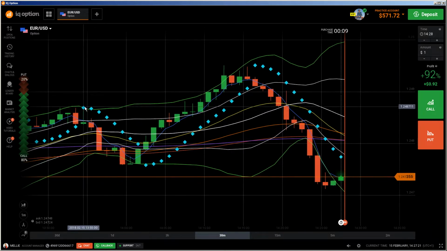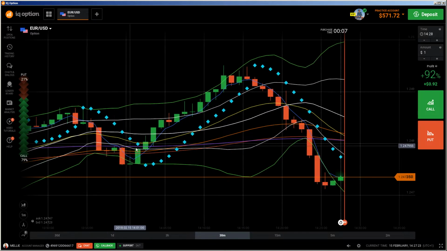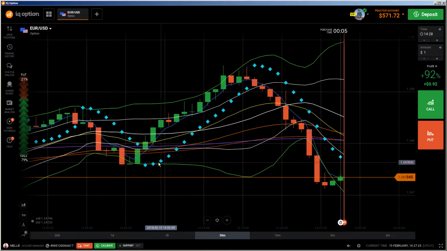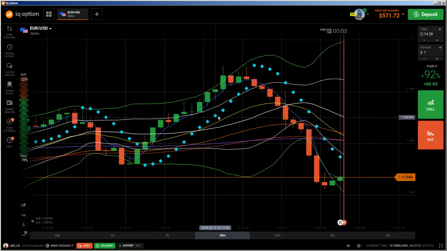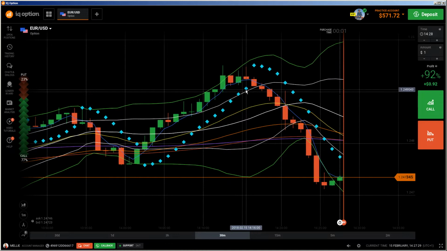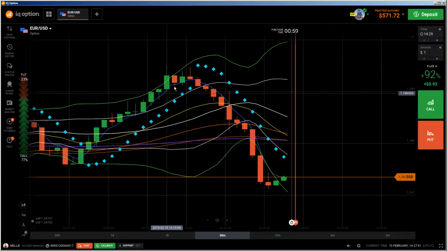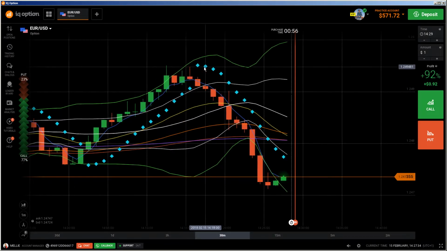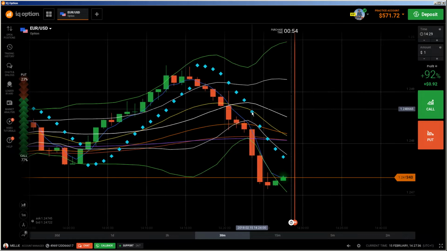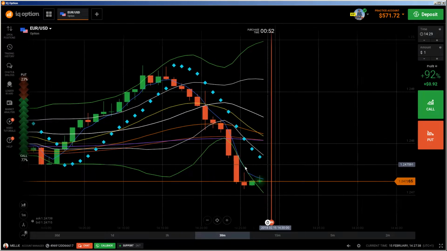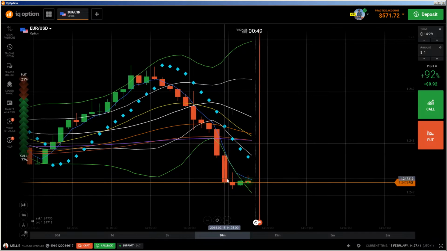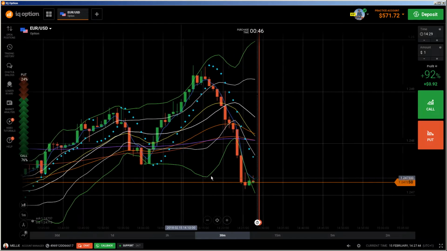Yes, you see here 1, 2, 3, 4, 5, 6, 7, 8, and then it changed. 1, 2, 3, 4, 5, 6, 7, 8, 9, 10, 11, 12, 13, 14 dots, yes, and then the reversal. 1, 2, 3, 4, 5, 6, 7, 8, 9, 10, 11, 12, and then it looks something like a reversal, but now there is something else, something like a consolidation area.